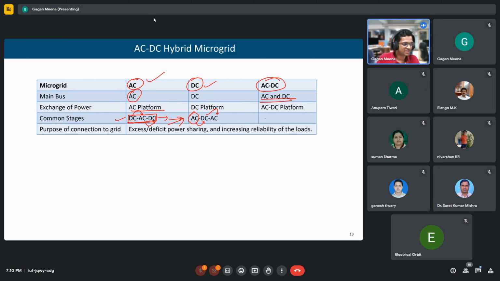Here the main buses are both AC and DC. We have two buses, an AC bus as well as a DC bus, and the platform here is AC-DC. In all three, the main purpose is power sharing to and from the main grid and to increase the reliability of the loads. When the three microgrids are connected in grid-connected mode, if there is a deficit they can take power from the main grid, and if there is excess generation they can supply power to the grid. That is the main purpose of connection to the grid.